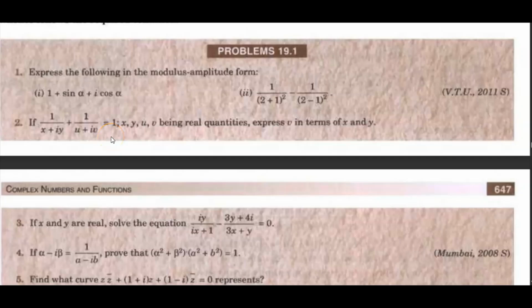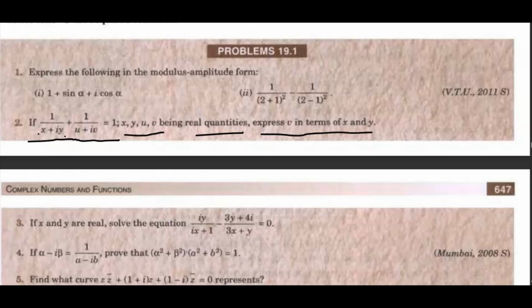Hello everyone, in this video I am solving question number 2, 3 and 4 of exercise 19.1. Question number 2 is: if 1 by x plus iy plus 1 by u plus iv equal to 1, x, y, u, v being real quantities, express v in terms of x and y. So we need to express v in terms of x and y.